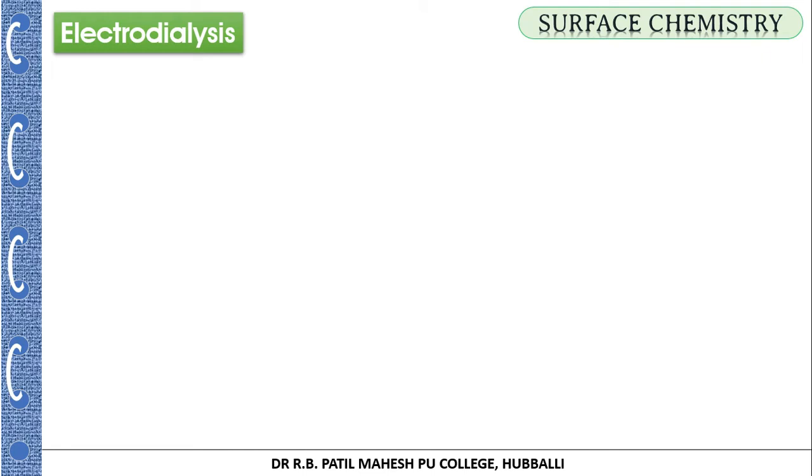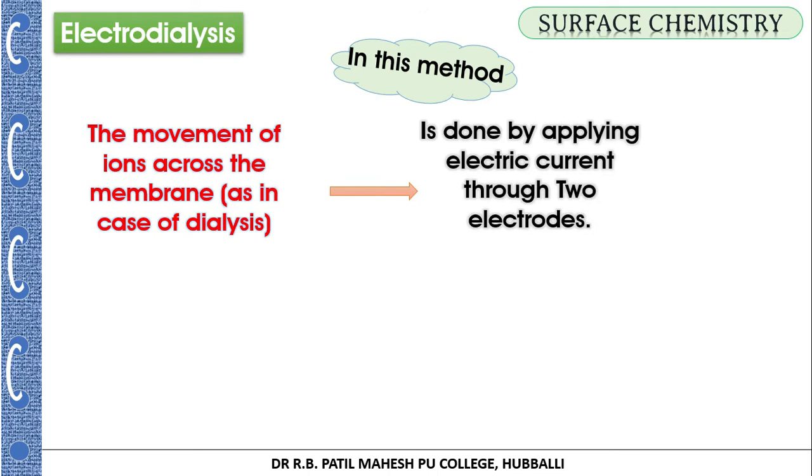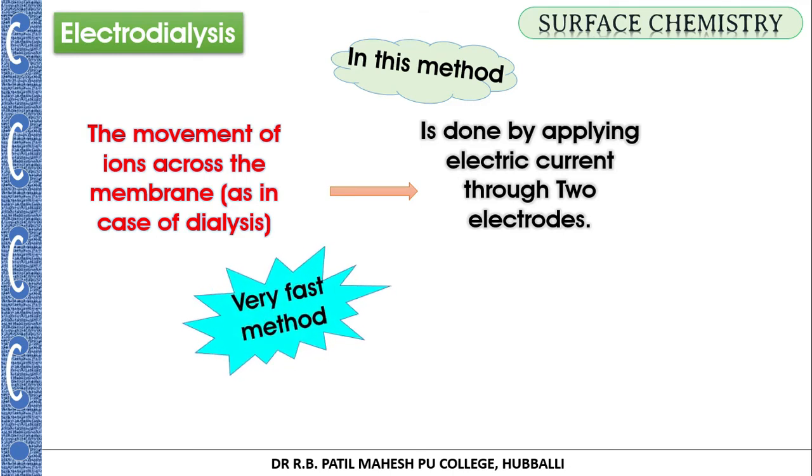In electrodialysis, everything remains the same. The only extra thing that we are going to do is introduce two electrodes, one positively charged electrode and one negatively charged electrode. Under the influence of this electric charge, the true solution particles diffuse fast. Let us understand with the help of a diagram. In this method, as I told, the movement of ions across the membrane, as in the case of dialysis, takes place under the influence of an applied electric current by using two electrodes. Because of that, what happens, students? The process is going to be very fast, and the dialysis takes place at a faster rate.